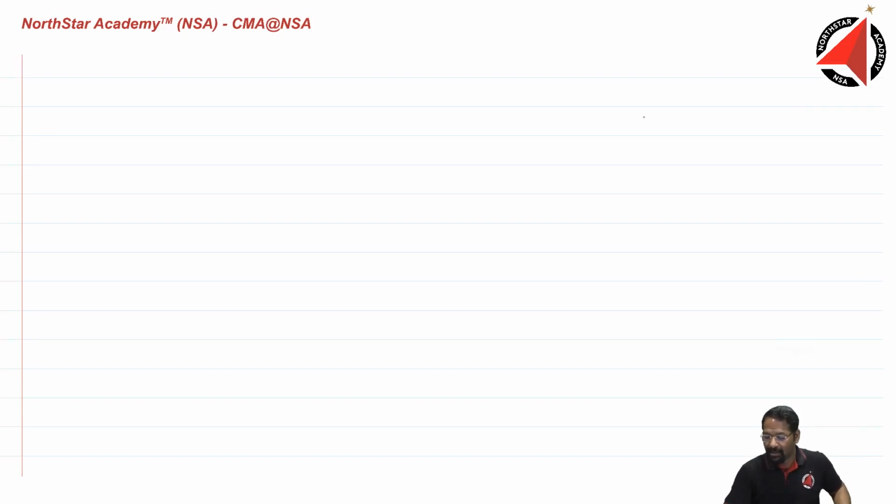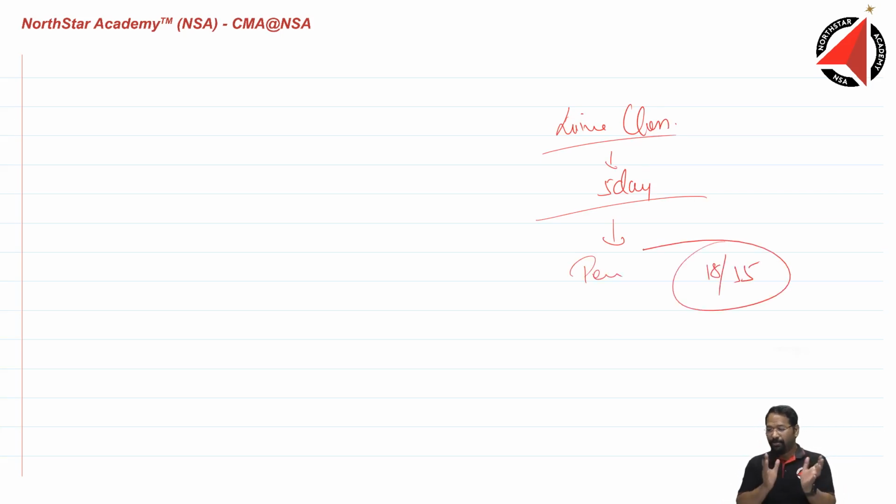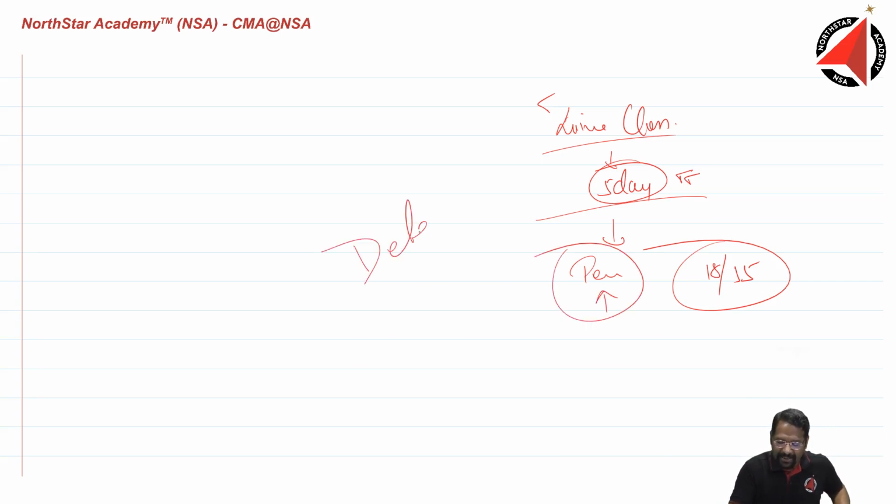Recordings will be available. Live class recordings are always available for the next 5 days, and then your permanent recording is available for the next 18 months or 15 months, depending upon which package you are in. If you have missed this in the next 5 days, do not worry, do not panic. You have lost nothing. You can go to the permanent recording, which is a very detailed recording.